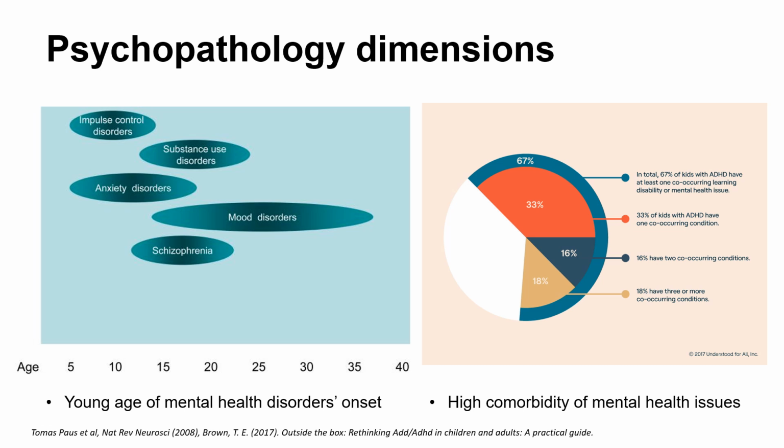There is also a high comorbidity problem that confounds the field of study. Talking about ADHD as an example, 67% of kids with ADHD have at least one co-occurring disorder. Therefore, there has also been great interest in defining and characterizing the underlying features across disorders instead of looking at each of them separately.